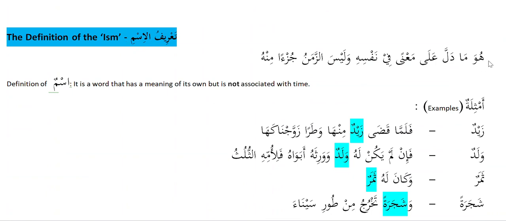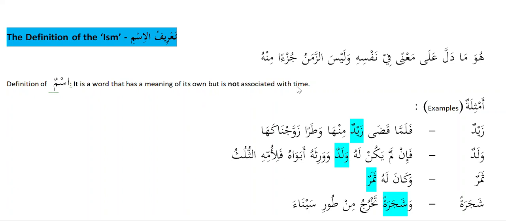The definition, as I wrote it here in Arabic, I'll just read it in Arabic, even though you won't remember this. It familiarizes you with Arabic. هو ما دل على معنى في نفسه وليس زمن جزءا منه. Definition of ism: it is a word that has a meaning of its own, but it is not associated with time. Now, what does that mean?